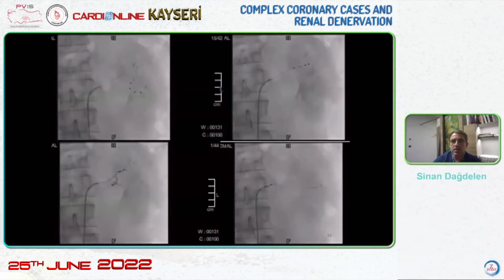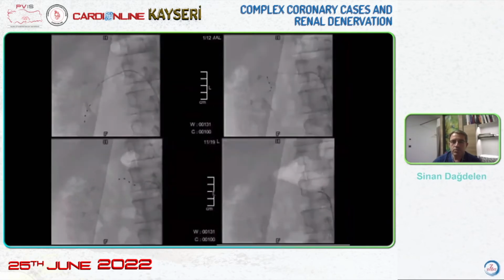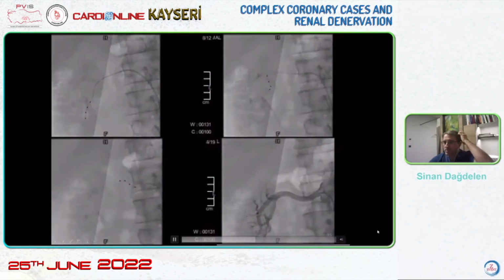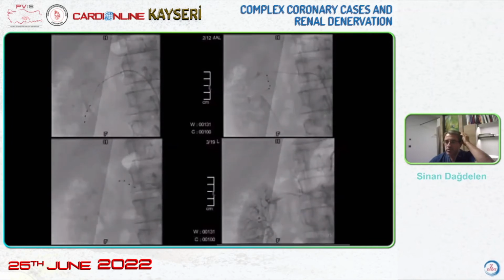Doxazosin 8 mg, 4 mg, furosemide, telmisartan, hydrochlorothiazide are used, and despite these medications, the patient had high tension. You see the former ECG of the patient. We did renal denervation for the patient. All the renal arteries and lobes were ablated one by one, like this. On the left side, we again cleaned the top arteries, ablated them one by one.